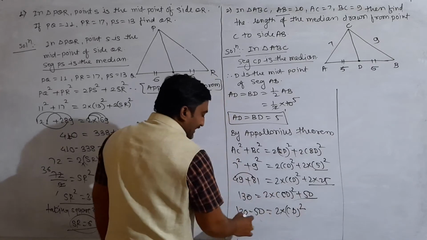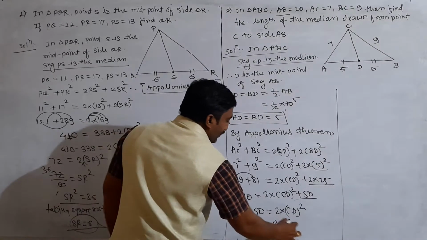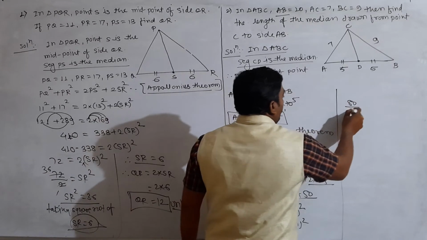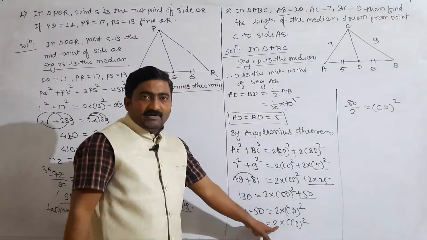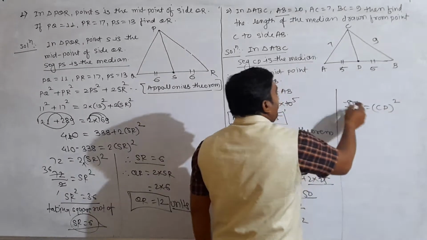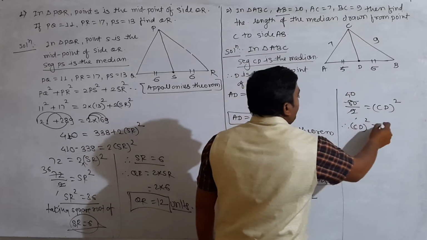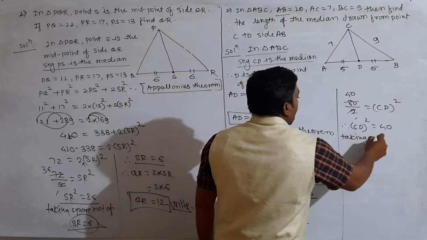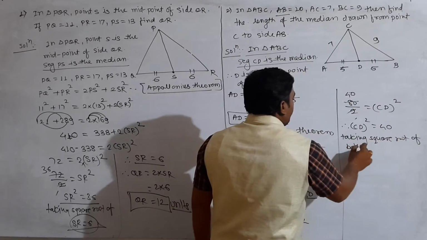The plus sign becomes minus on the other side: 130 minus 50 is 80, which is equal to 2 into CD square. So 80 divided by 2 is equal to CD square. The multiplication by 2 changes sides into division, 2 fours are 8, therefore 40. CD square is equal to 40, taking square root of both sides.